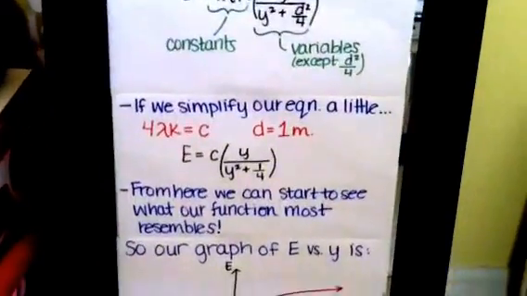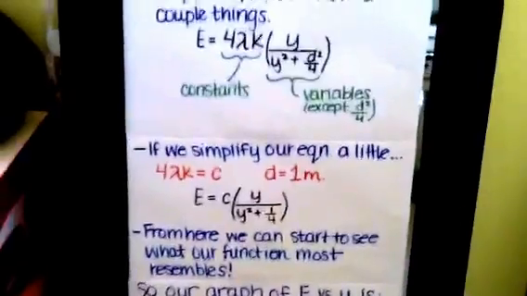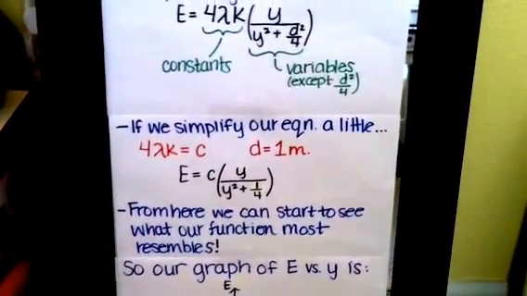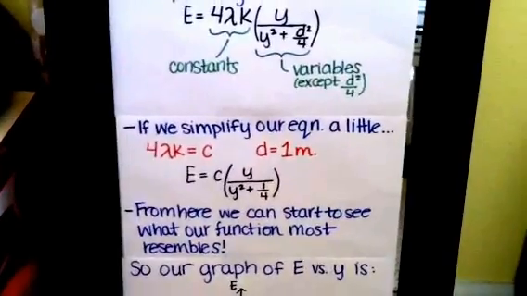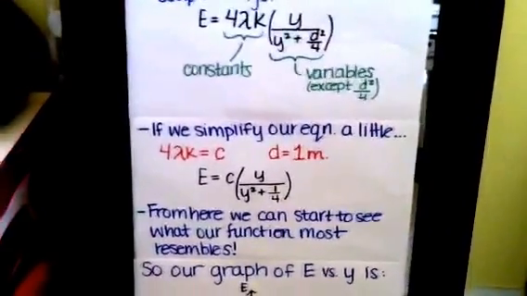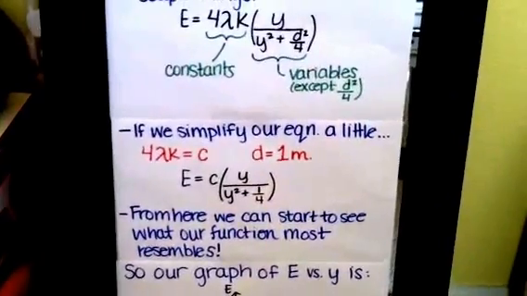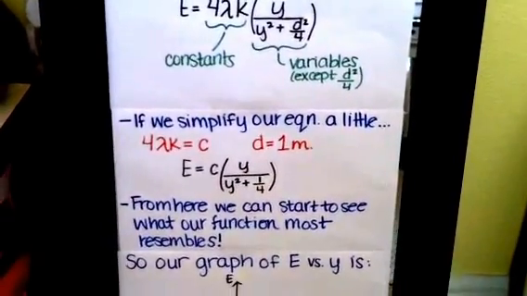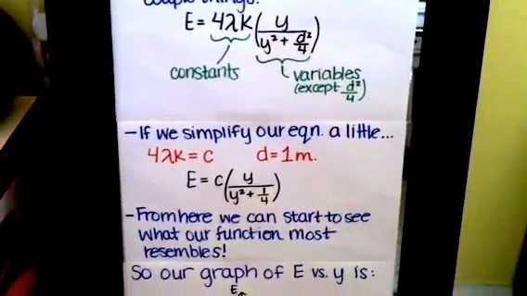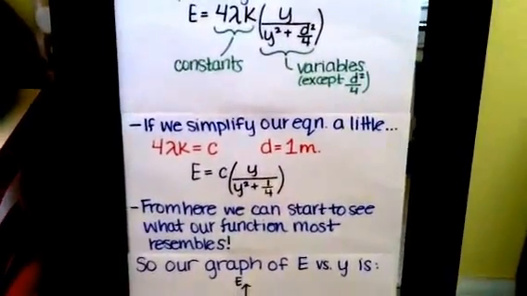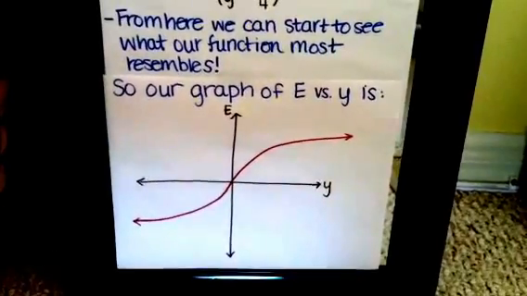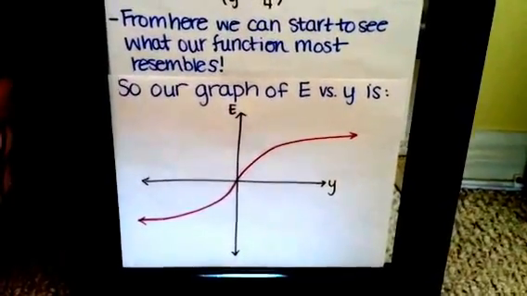So if we simplify this equation a little farther and plug in, say, d equals 1, because that's not going to change, as well as 4 lambda times k equals c, we can see our equation gets even more simple. So from this equation, we can sort of guess what the graph will look like. And from there, I found our graph of E versus y to look like this.